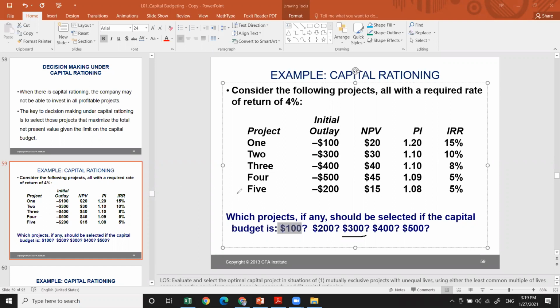NPV is good for the second one. But what if I do 1 and 5? Can I do it with my budget? Is it enough? Yeah. So do I get a higher NPV than if I do only 2? Yes. So my decision will be projects 1 and 5, yes? Yes, yes.